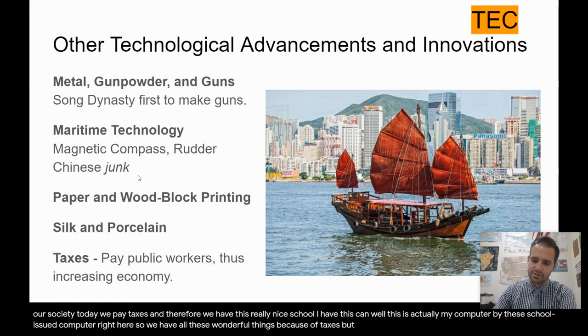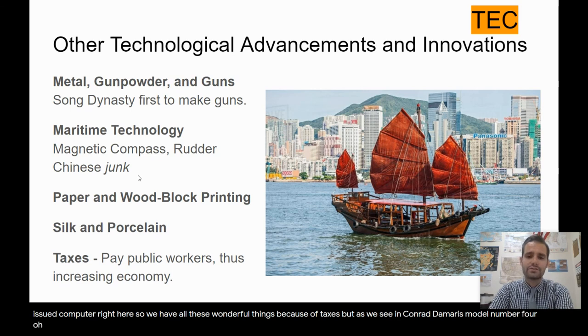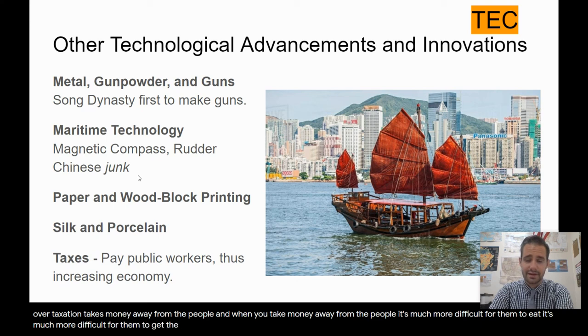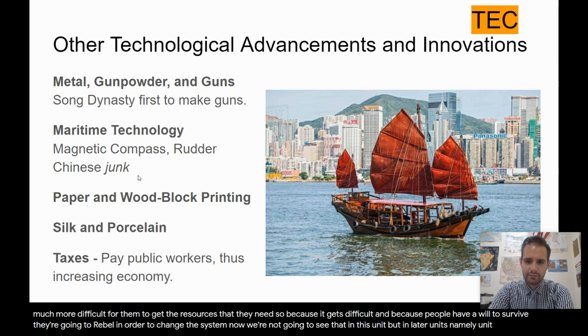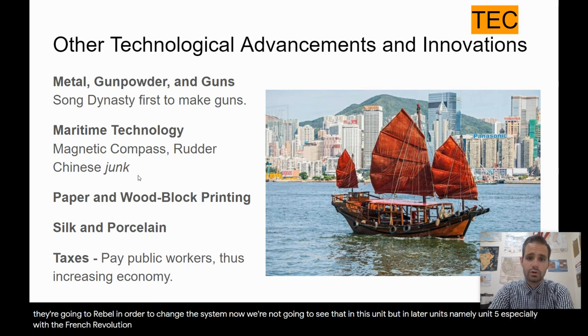But as we see in Conrad Demarest model number 4, overtaxation takes money away from the people. And when you take money away from the people, it's much more difficult for them to eat. It's much more difficult for them to get the resources that they need. So because it gets difficult and because people have a will to survive, they're going to rebel in order to change the system. Now, we're not going to see that in this unit, but in later units, namely Unit 5, especially with the French Revolution, we will see what happens when a society becomes overtaxed.